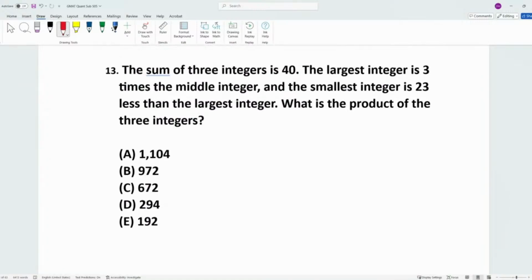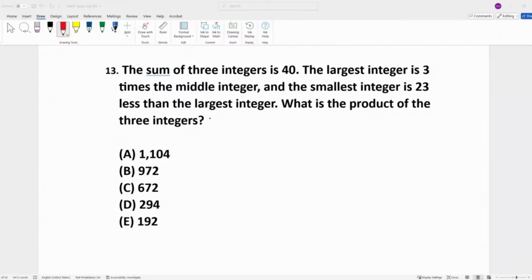The sum of 3 integers is, let me see. Okay, so the sum of 3 integers is 40. The largest integer is 3 times the middle integer, and the smallest integer is 23 less than the largest integer. What is the product of the 3 integers?